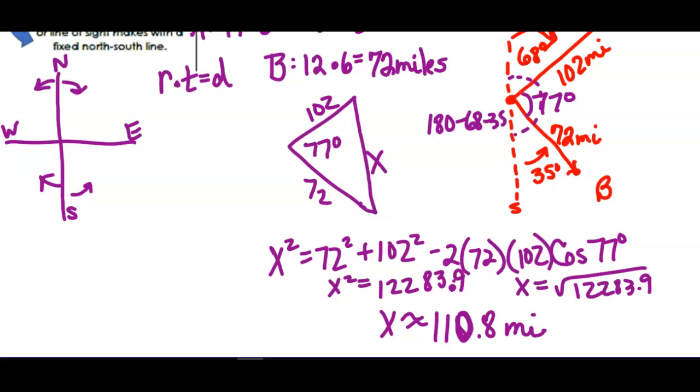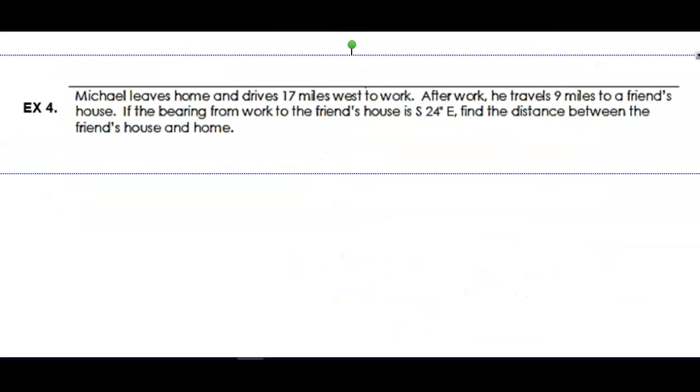I'm just gonna set this one up with you and then let you finish. Michael leaves home and drives 17 miles to work. After work, he travels 9 miles to a friend's house. If the bearing from work to the friend's house is south 24 east, find the distance between the friend's house and home.